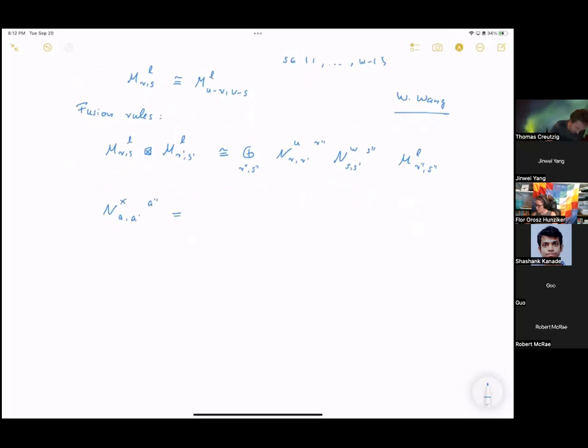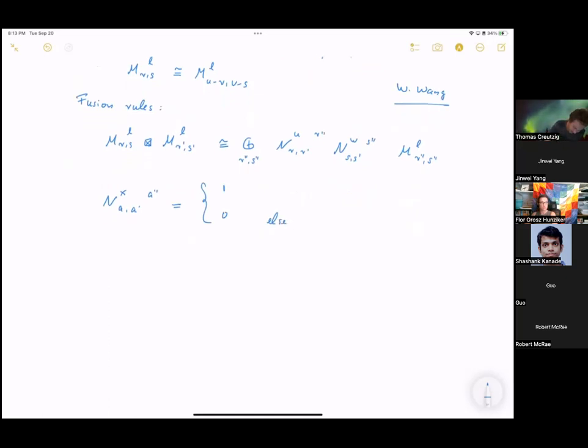And these numbers, these fusion coefficients, are very well known. They are either equal to 1 or 0. 1 if a certain condition is satisfied, and otherwise 0. And this condition is that the absolute value of a minus a prime plus 1 is less or equal to a double prime is less or equal to the minimum of the two numbers, this one and this one. And in addition, we also have the condition that the sum of all three labels needs to be odd.